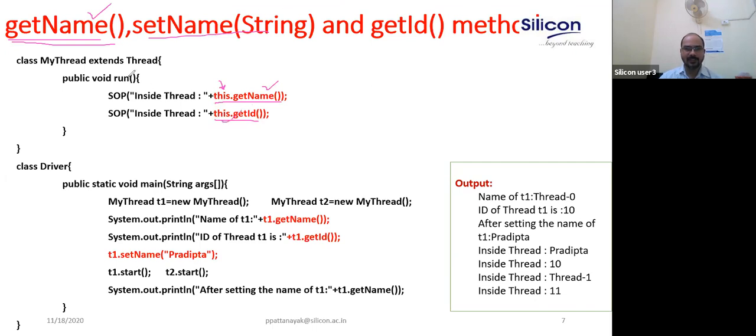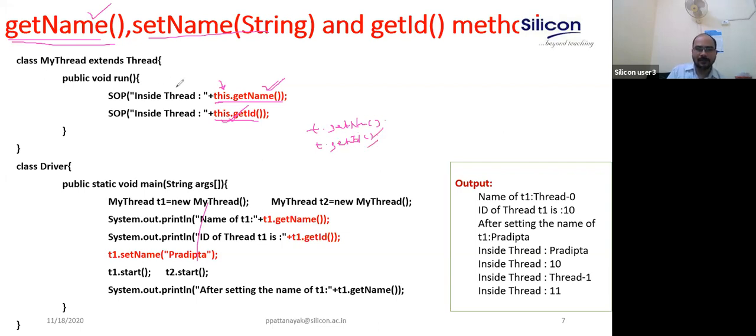The thread which is executing the run method, you can get its name with this.getName and similarly this.getId. If T1 is your thread and I want the name of this T1, what can I invoke? getName. If I want the ID of this particular thread, I can invoke T1.getId. The I is capital.